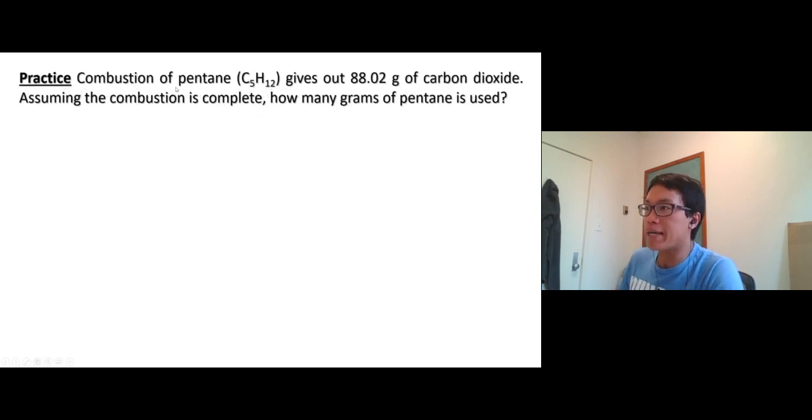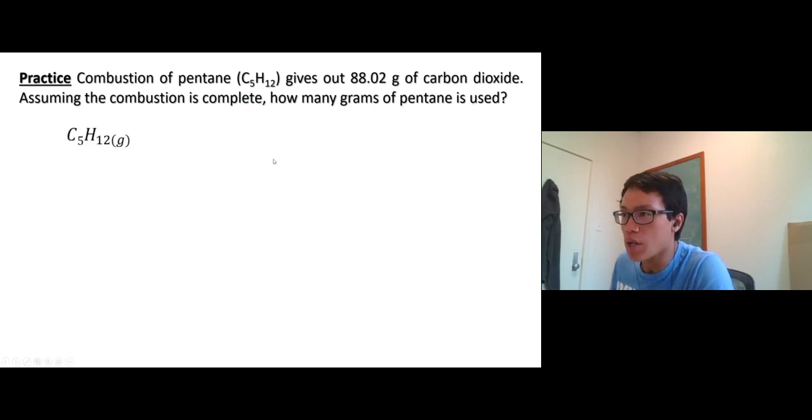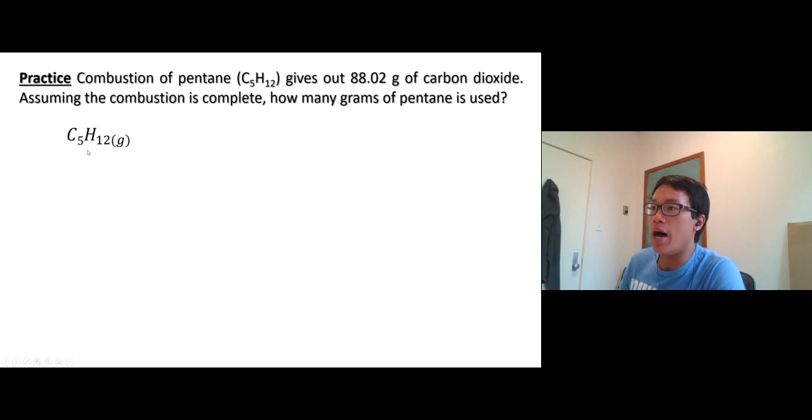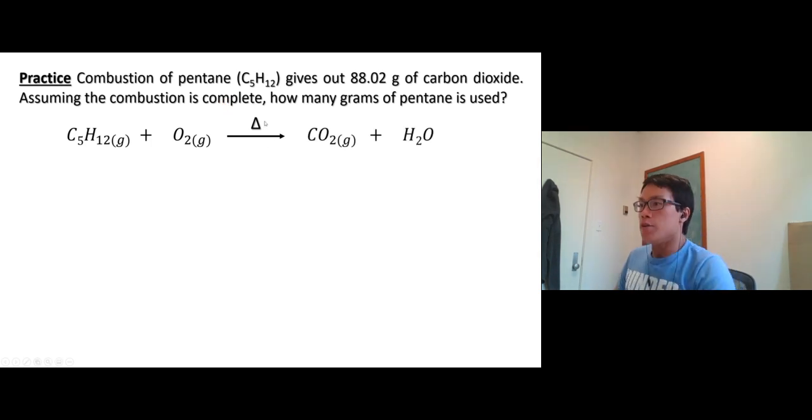All right, the combustion of pentane, C5H12, gives out 88.02 grams of carbon dioxide. Assuming the combustion is complete, just carbon dioxide and water, how many grams of pentane is used? All right, so that's pentane, making fire, so oxygen, heat, and it said complete, so you're going to get carbon dioxide and water. Okay. Now, how many grams of pentane?